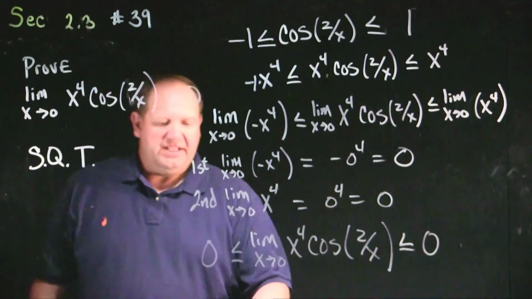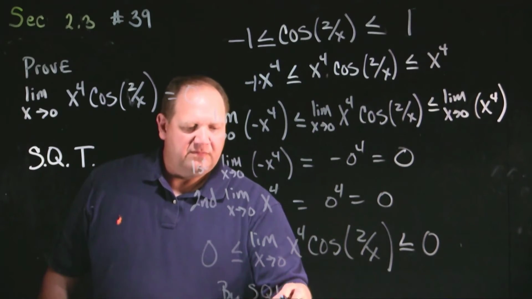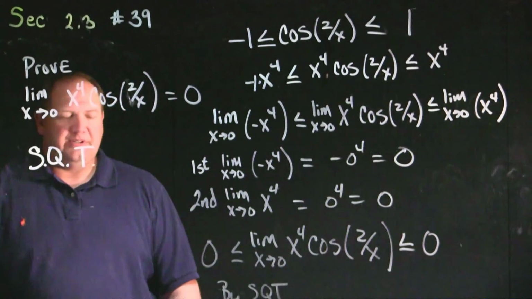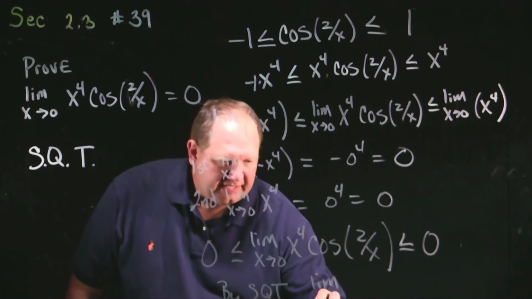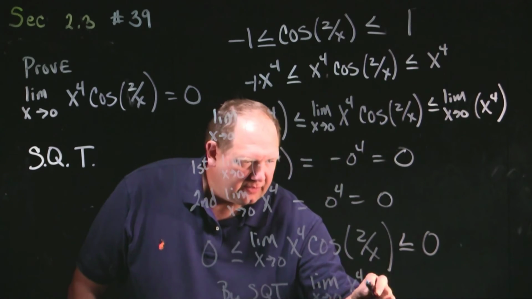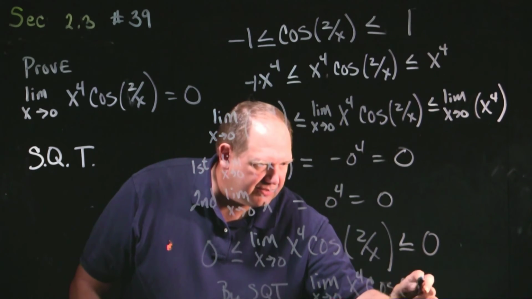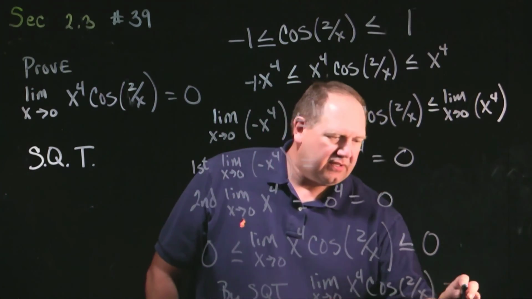Well, if that's the case, by the squeeze theorem, this limit as x approaches 0 of x to the fourth times cosine of 2 over x must equal 0.